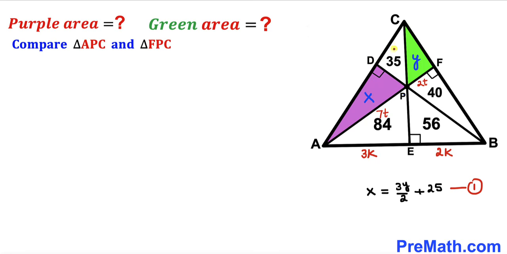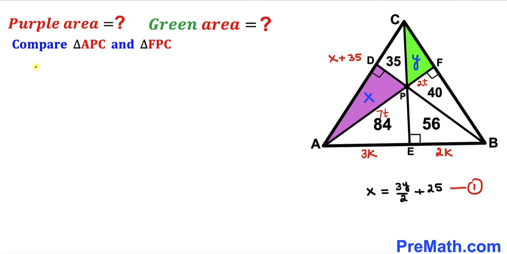And now let's focus on this big triangle APC and this other triangle FPC. The area of this triangle APC is going to be the sum of these two areas. So that is going to be x plus 35. And the area of this other triangle FPC is going to be y. And their corresponding bases are 7t and 2t.